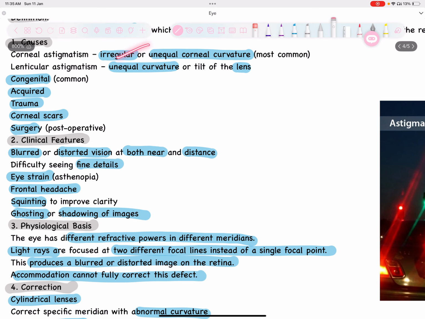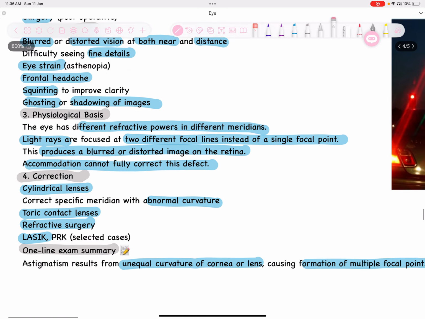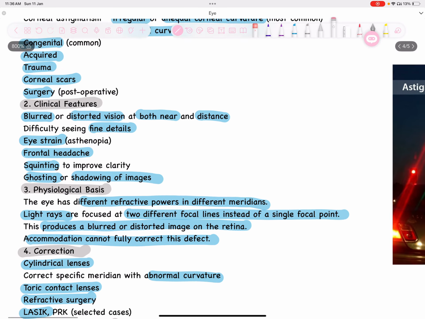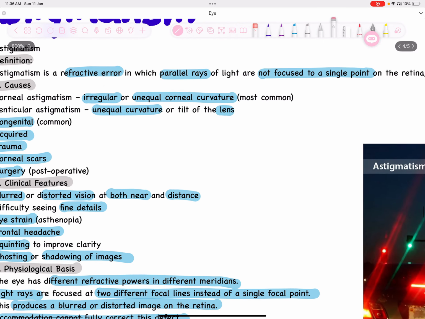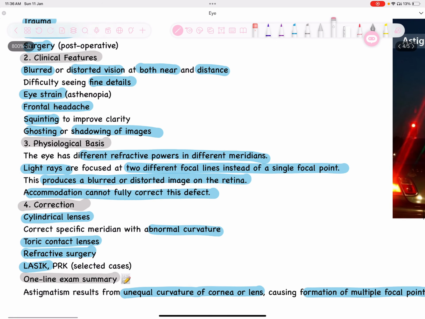So irregular or unequal corneal curvature, unequal curvature of the lens. So two things you can say: unequal curvature of the lens and cornea, right? And then there is blurred or distorted vision for both near and distance. The third thing would be that there are multiple focal points. Light's not focused. So multiple focal points, unequal curvature of the lens as well as the cornea, and distorted or blurred vision for both near and distant vision.